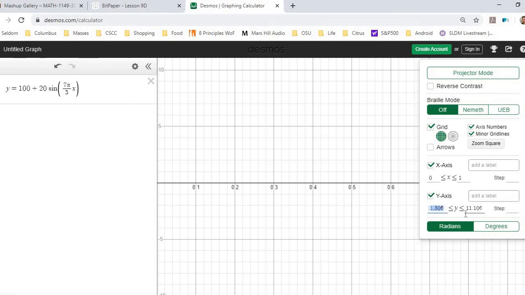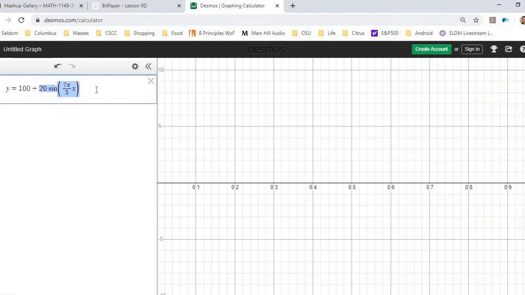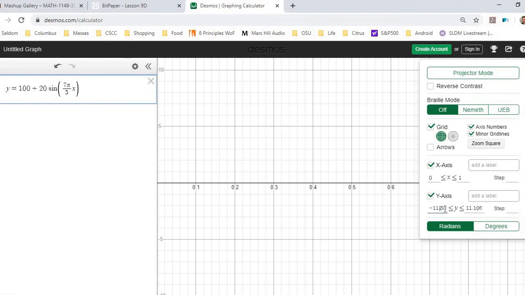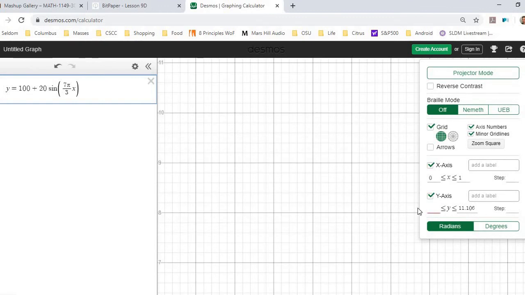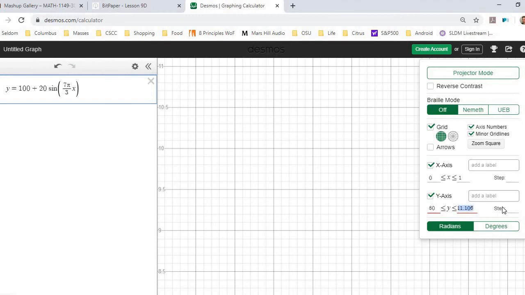So what do you think the pressure should be somewhere between? Looking at the function, it's going to be around 100, but then it's being added to 20 times the sine function. Remember, sine is always between -1 and 1. So this 20 term is going to alternate between -20 and +20. Adding 100 to that, it's going to alternate between 80, which is 100 minus 20, and 120. So our y min should be 80 and our y max should be 120. I'm going to put that in: 80 is the y min, and the y max is 120.